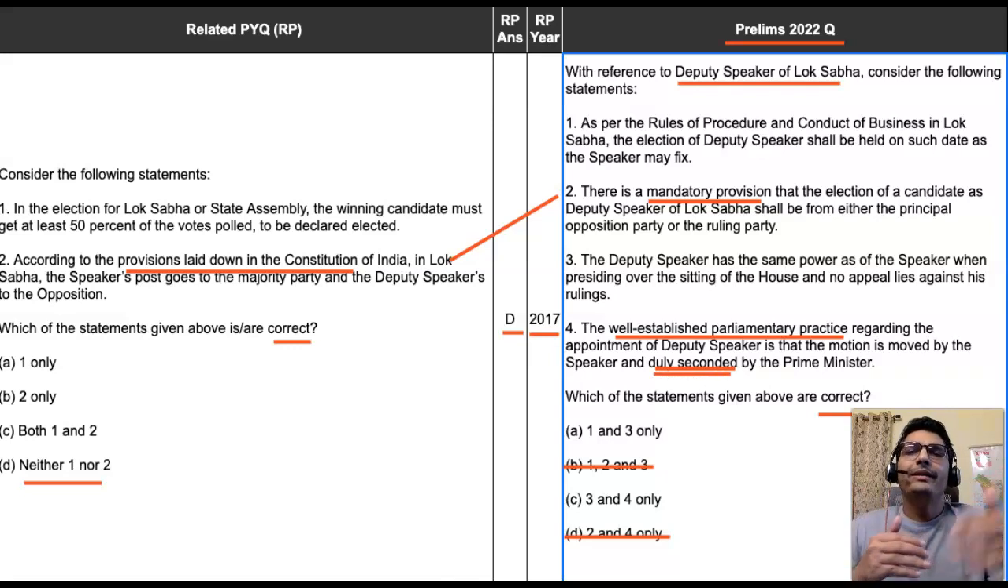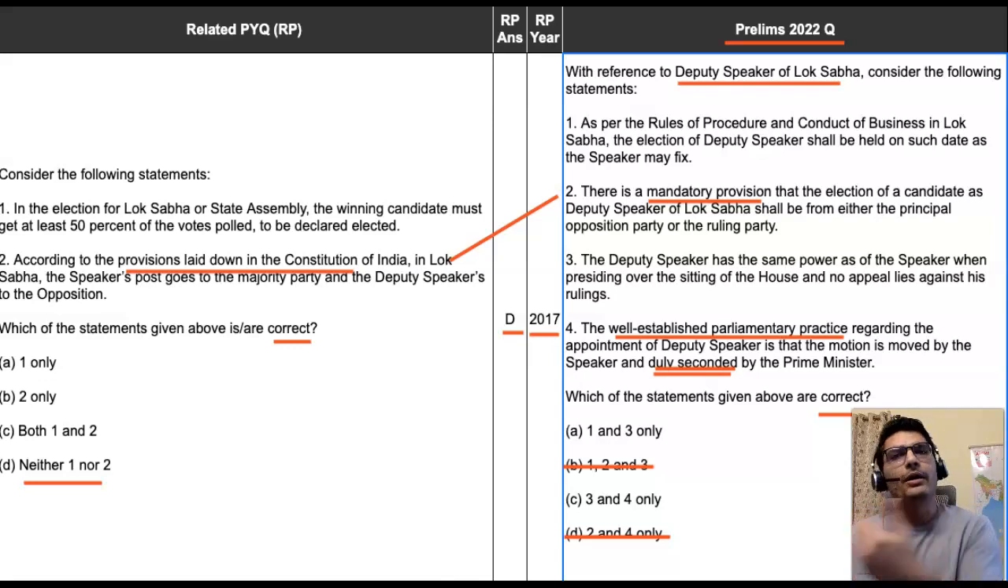So assuming that you don't know what is given in the constitution, and if you have that kind of risk appetite, let us assess the latter part of this statement. It says this motion has to be duly seconded by the prime minister. If it is to be seconded by the prime minister, that means it requires agreement.